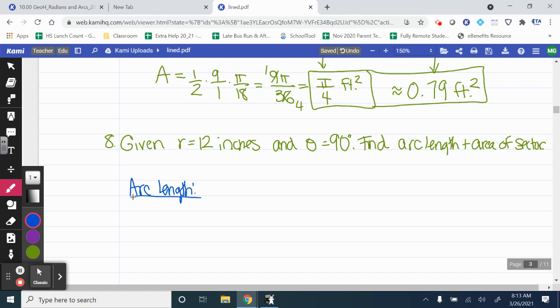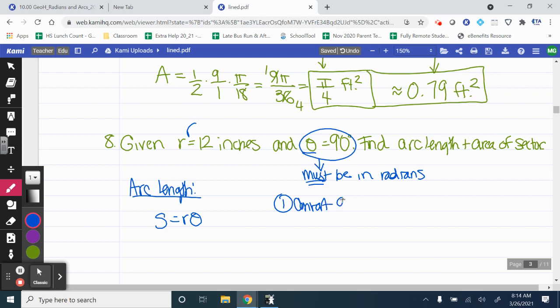Pause the video, write out your formula. So your formula should be S equals R theta. Now, again, with these formulas, we know R, but theta must be in radians. So now we need to convert that into radians before we can put it in for theta. So number one, convert 90 degrees to radians. So pause your video, set up your proportion, and convert that.